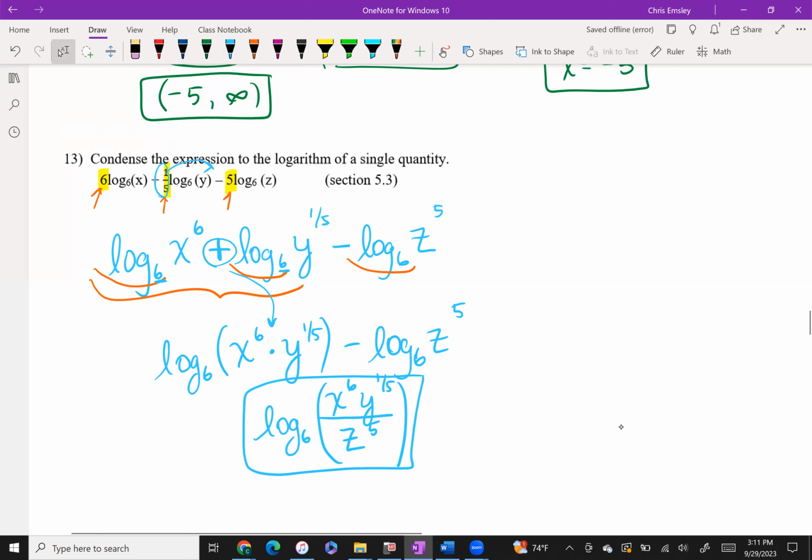In the answer key, it wrote this 1/5 as a radical. So equivalent answer, either one is good. You could also write this as the 5th root of y over z to the 5th. Those are equivalent answers.